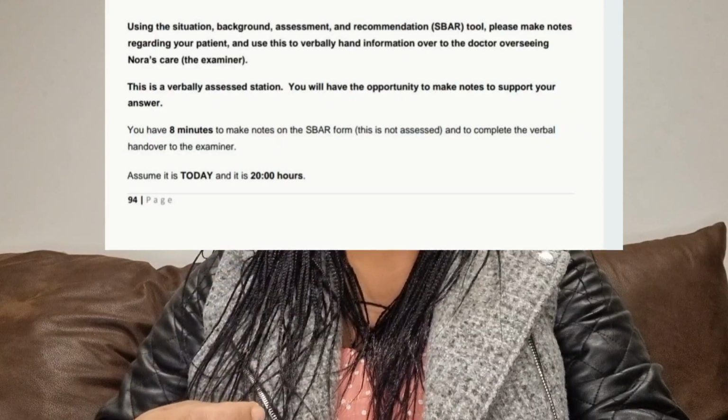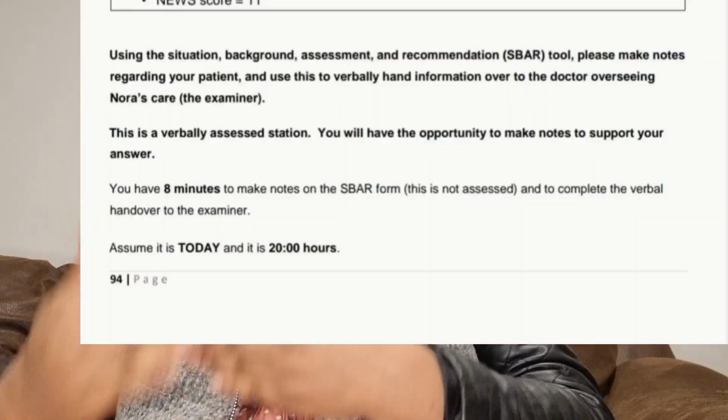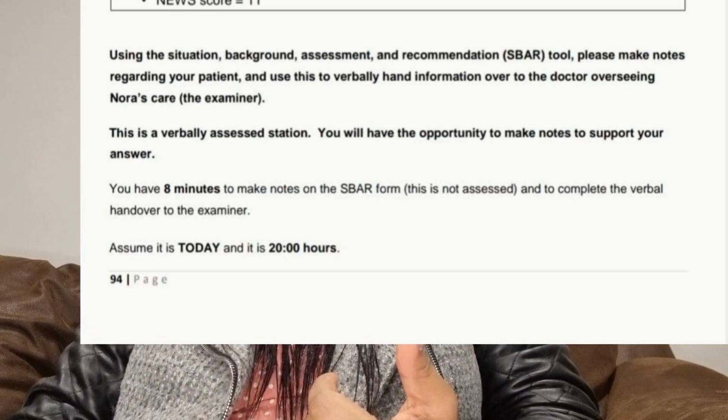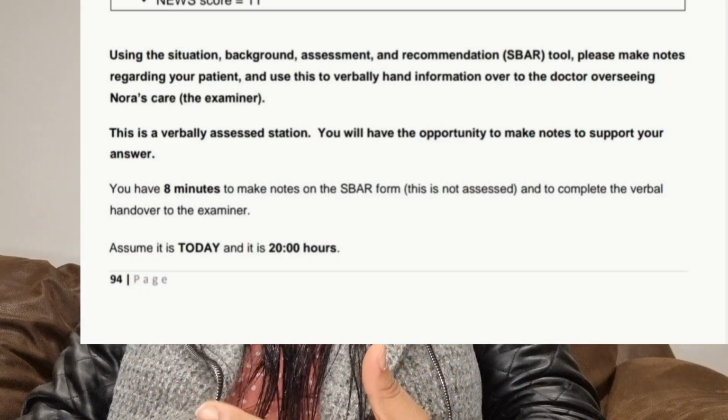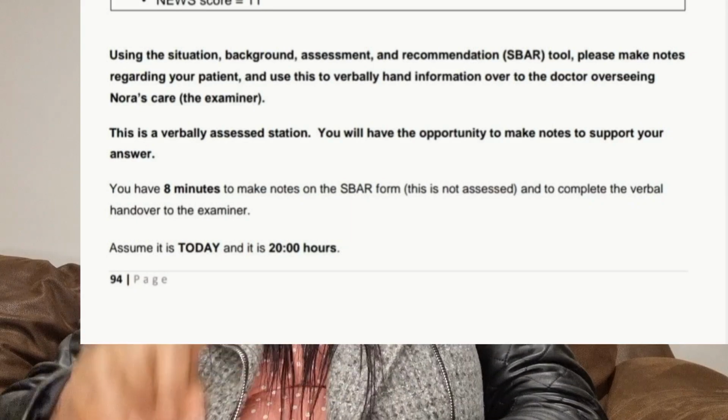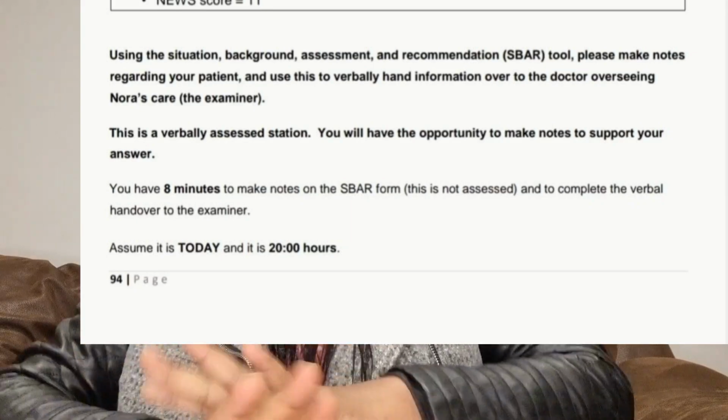Nurse Violet, how do you know who to hand over the patient to? It's stated on your evaluation documents. All right? Written documents, look to the bottom. They will say, using the situation background assessment recommendation, kindly hand over this patient to who. Sometimes they will say the doctor, sometimes they will say the examiner, sometimes they will say the dietitian, sometimes they will say the community physiotherapist. It's just so, look there and they will tell you. So in my own case, they said hand over this patient to the community doctors.